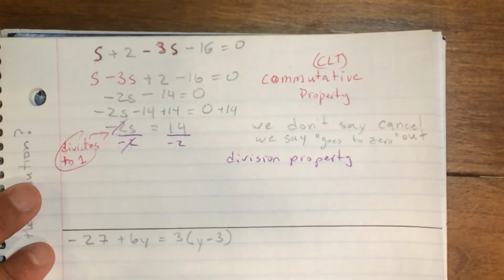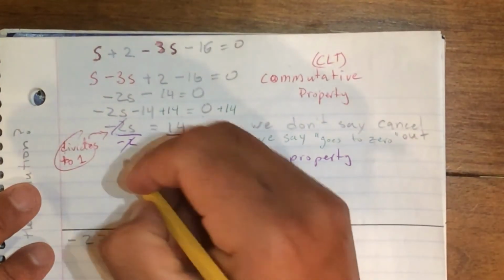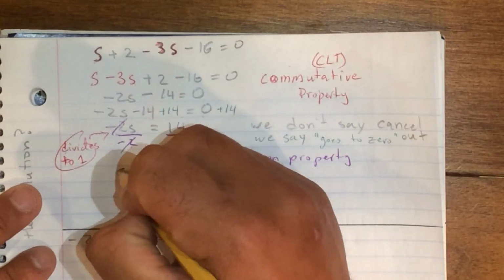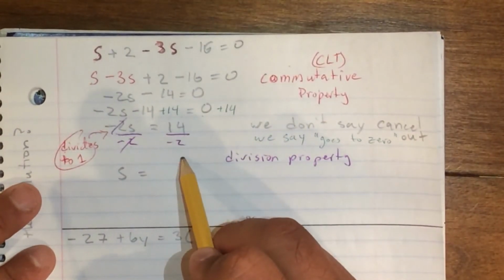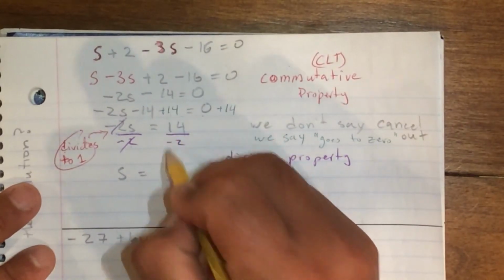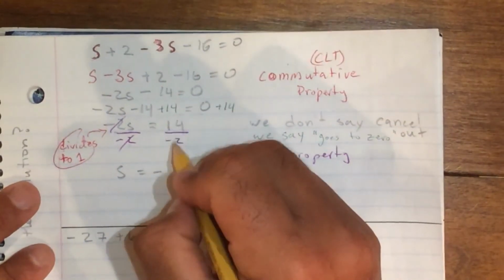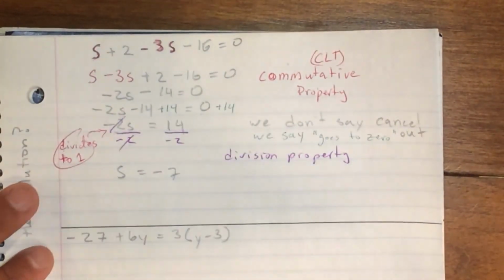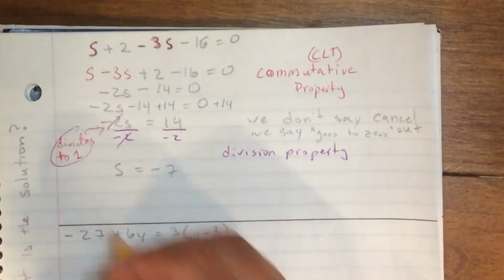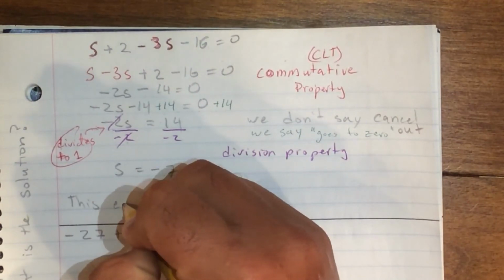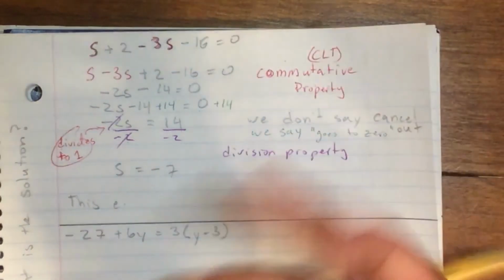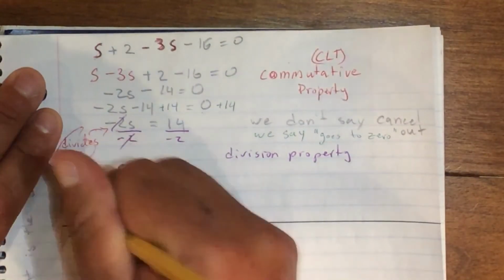And then 1 times s is our big S. This is equal to, and then we have 14 divided by negative 2, which gives us a positive divided by negative is a negative. And then 14 divided by 2 is 7. So once again, so this equation, oh sorry, not this equation, sorry about that.